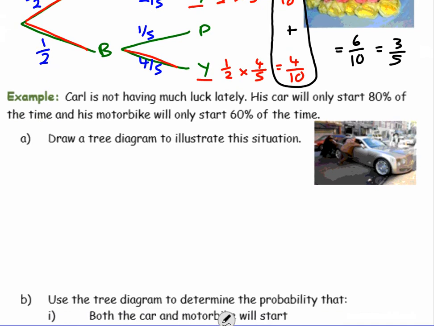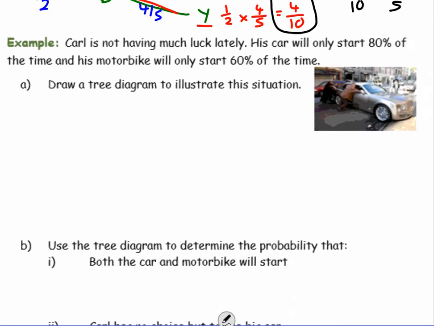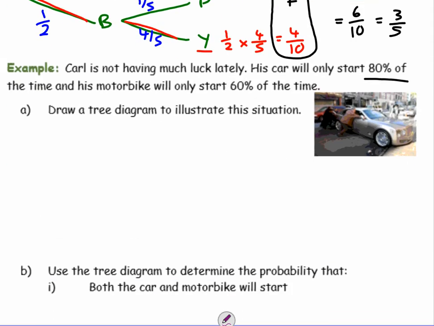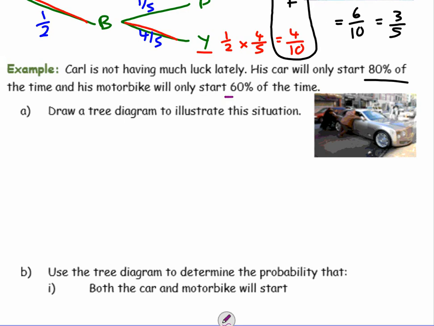Next one, Carl is not having much luck lately. His car will only start 80% of the time. Oops. And his motorbike will only start 60% of the time. So draw a tree diagram to illustrate this situation.